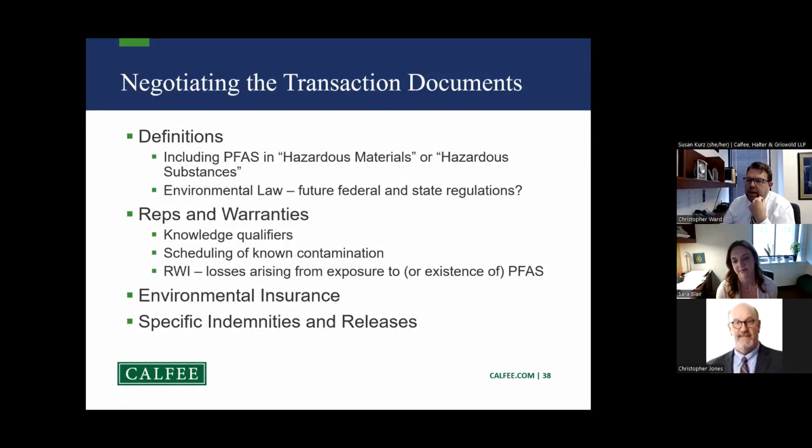Reps and warranties. Again, pay attention to the definitional section for hazardous materials and substances. You're going to need to consider knowledge qualifiers, whether any known contamination by PFAS needs to be scheduled. Of course, to the extent there is known contamination in any scheduling of such, that will have an impact on rep and warranty insurance coverage, but it's more of an open issue if there's no known contamination and losses are incurred from exposure to or even the existence of PFAS. Insurance, currently there's no standard industry exclusion, but is it coming? You need to speak with a knowledgeable broker when it comes to PFAS coverage under environmental insurance. The insurance industry is monitoring this, so it's getting harder and harder to get that coverage with regard to PFAS.